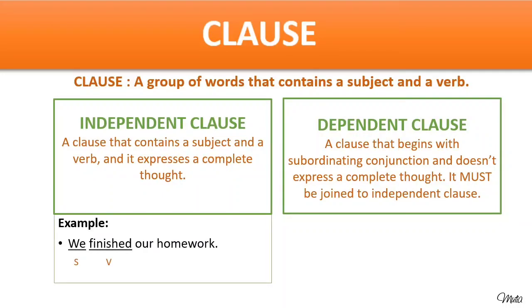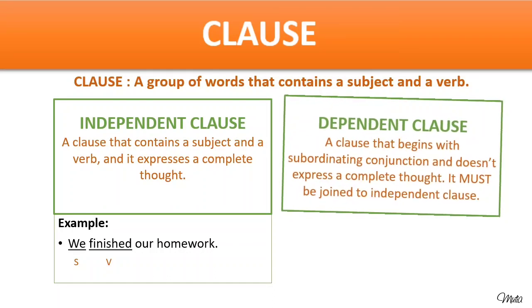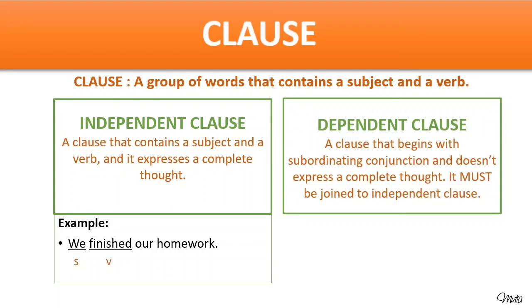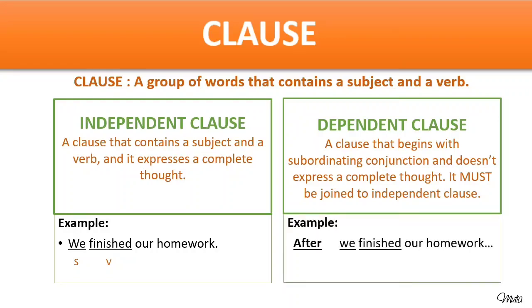For example, we finished our homework. And then, a dependent clause is a clause that begins with subordinating conjunction and doesn't express a complete thought. It means that a dependent clause cannot stand alone by itself. It must be joined to independent clause. For example, after we finished our homework. This sentence begins with subordinating conjunction after, and the meaning of this sentence is still incomplete, so it needs independent clause.